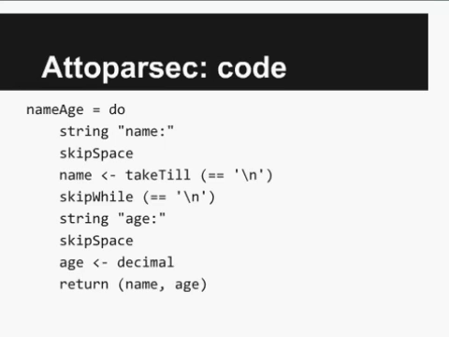We're using do notation, and we have a whole bunch of specialized named functions: string, skipSpace, takeTill. This is just a normal piece of Haskell code. There's nothing magical going on. We have decimal, a few other things. Let's go ahead and look at a little bit of an explanation of this.